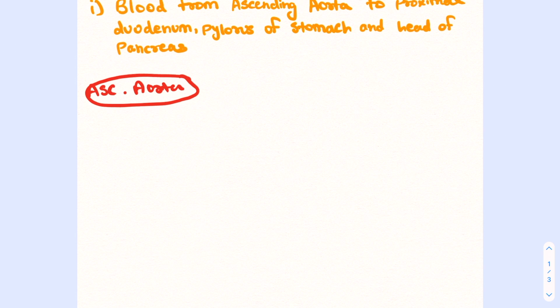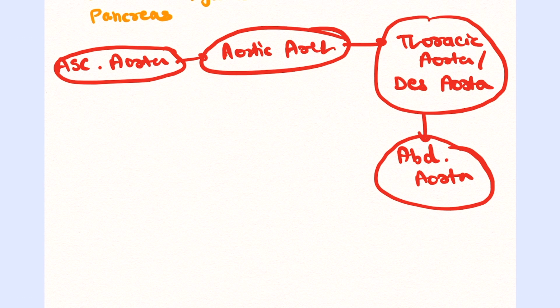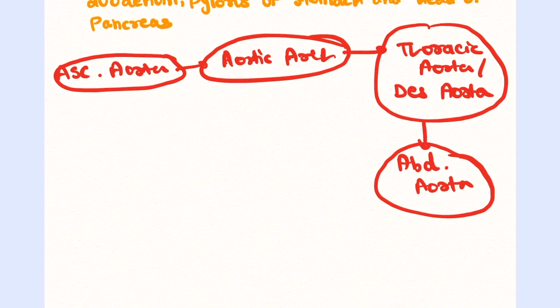Thoracic aorta, once it passes the diaphragm, becomes abdominal aorta. Once abdominal aorta enters the GI tract area, it has 4 divisions. The first division is celiac trunk. The second division is superior mesenteric. The third division is renal division, which splits into right and left renal arteries. And the last division is inferior mesenteric. And then the abdominal aorta splits into left and right common iliac arteries.